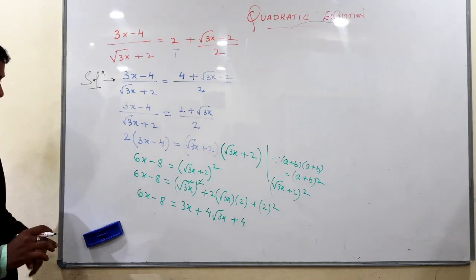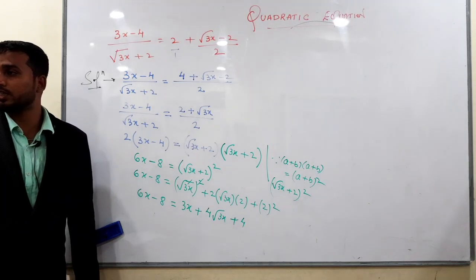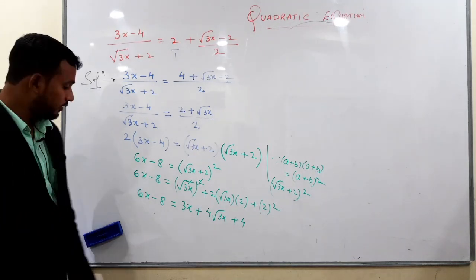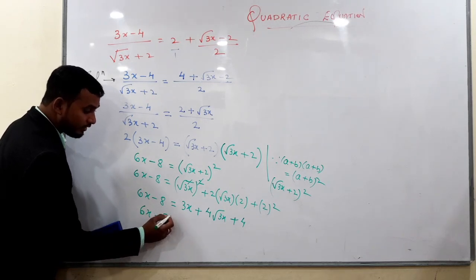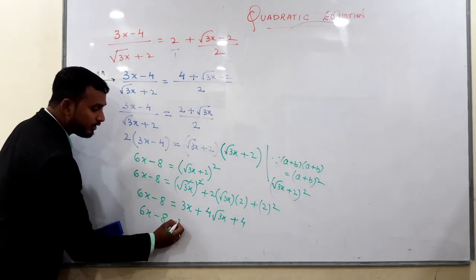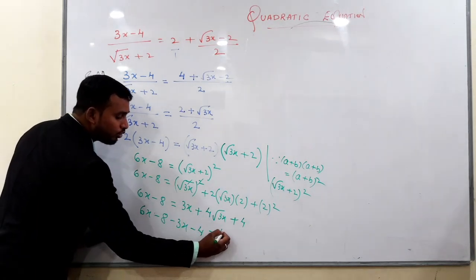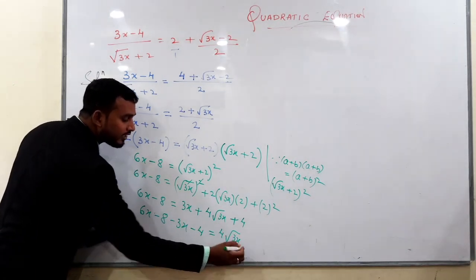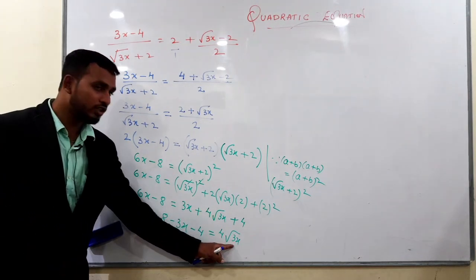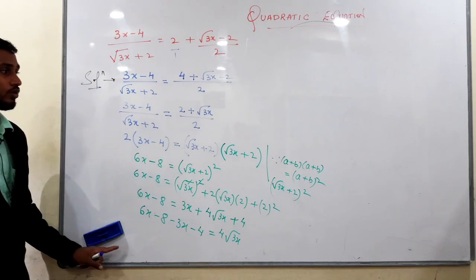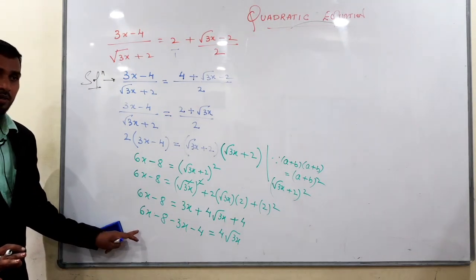Now see here. Now shall we take all x terms one side and constant terms other side? That is 6x minus 8, let it be as it is, plus 3x come this side, minus 3x plus 4 come this side, minus 4 is equals to 4 root of 3x. Let me keep this term as it is. I am keeping this 4 root 3x term as it is. Any doubts? Understood the case? Did you understand the problem?